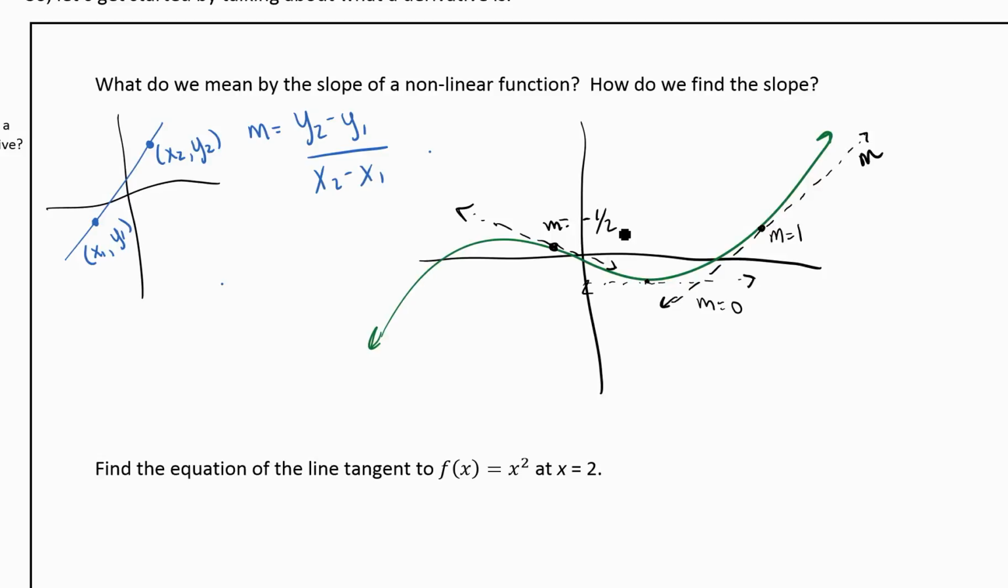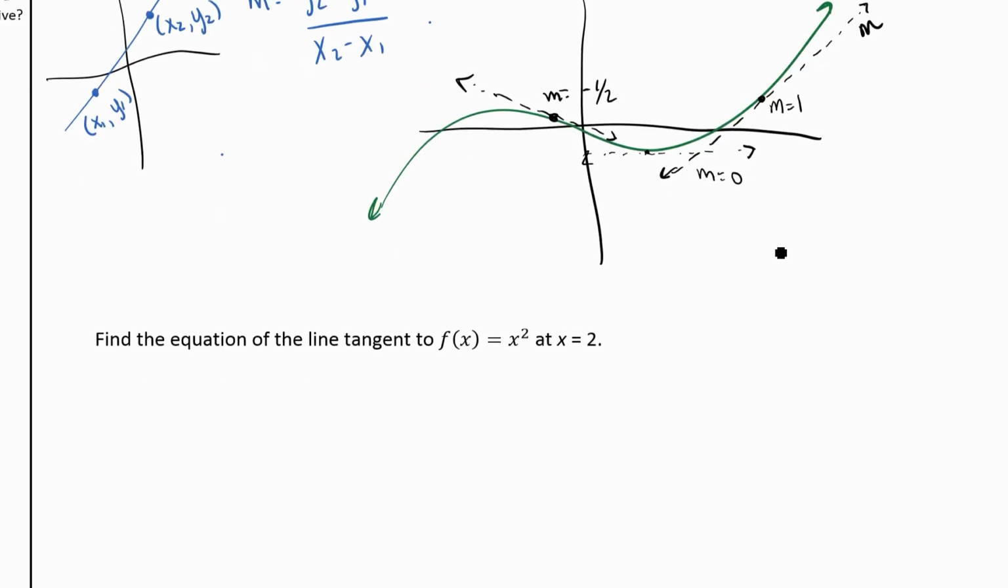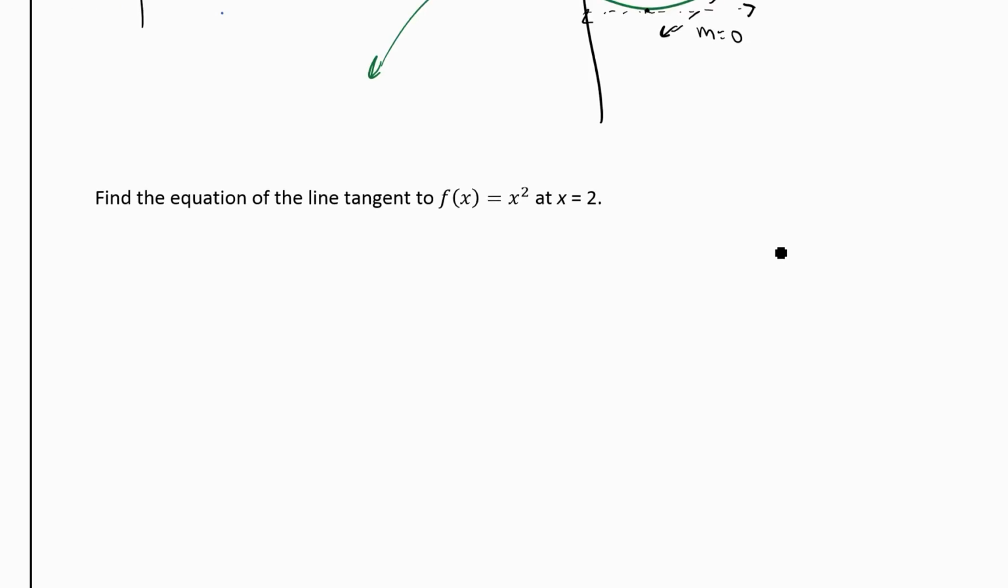Now, how do we actually go about finding the slope of the tangent line? That's a very good question, and it's actually why we learned about limits. So let's say we want to find an equation of the tangent line. We want to find the slope, and then we'll actually write it out. We want to find the equation of the tangent line of f of x equals x squared at x equals 2.